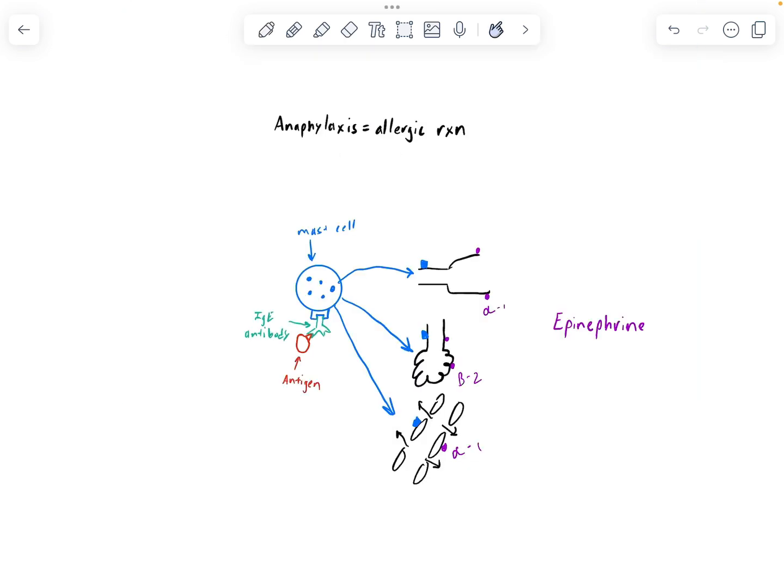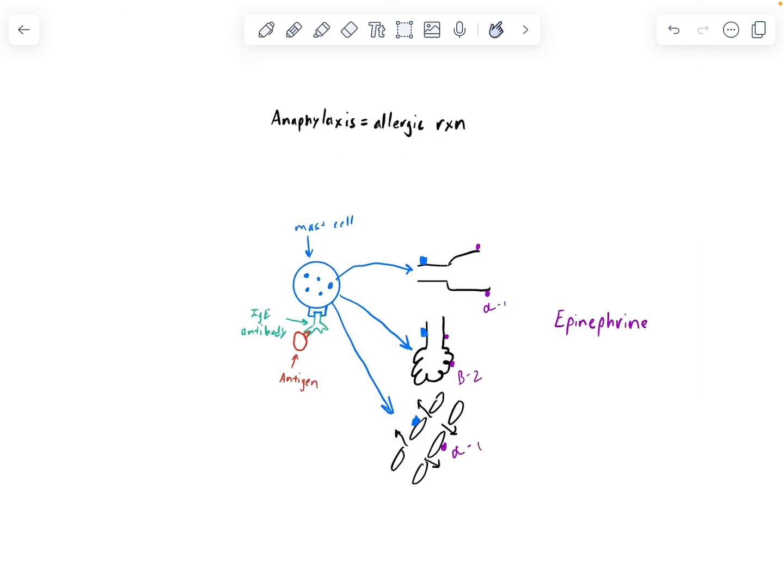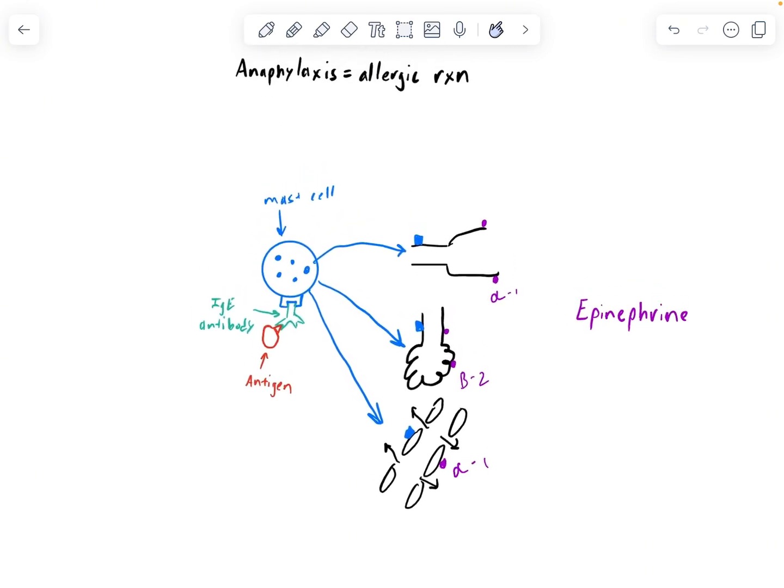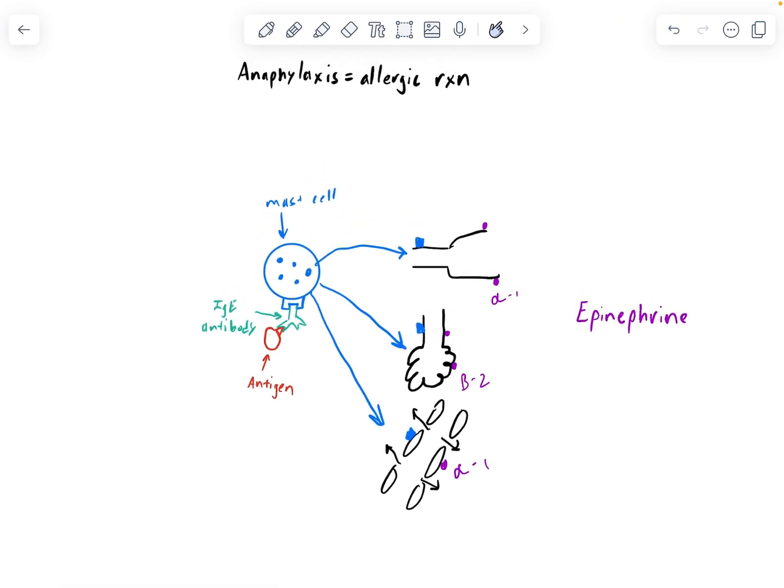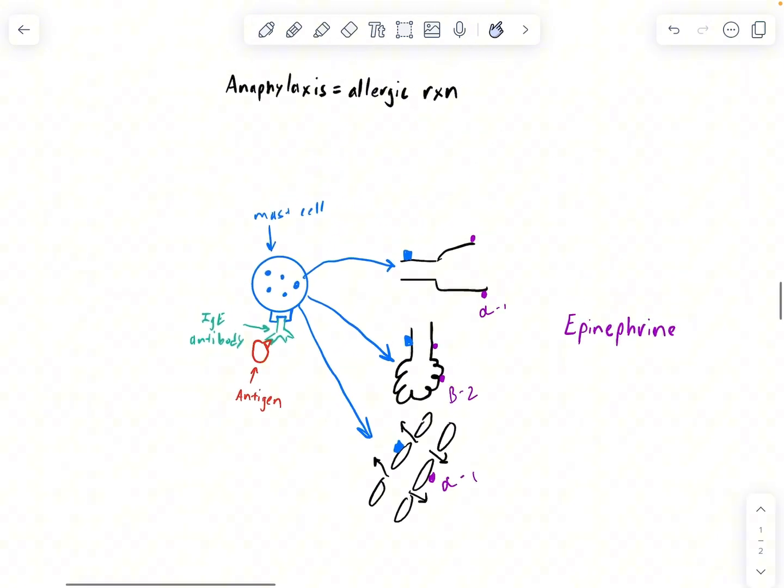So here's my amazing drawing of the kind of two components to anaphylaxis, the cause, and then also we're going to be looking at the treatment and then why it works. So it's important to remember here, if you look at the top, that anaphylaxis, it's essentially an allergic reaction. And what do we mean by that?